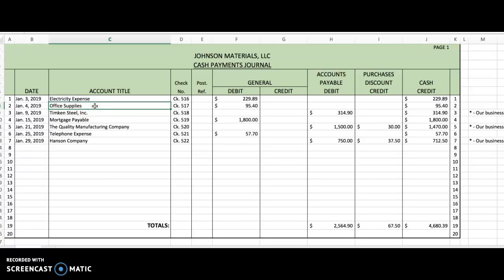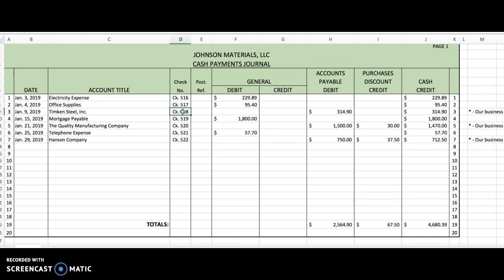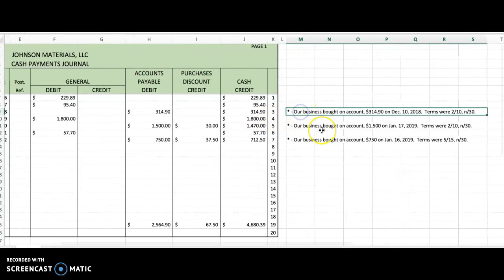So office supplies, an asset account, is debited because it goes up, we've got more office supplies. Cash goes down because we paid for it. Now, let's take a look at January 9th. Timken Steel Incorporated. We will find that that is a creditor. We owe money to them, and now we're paying them. Check 518 indicates that. And let's take a look at, to the right here, I've given you some information.